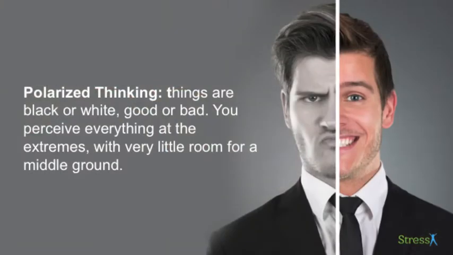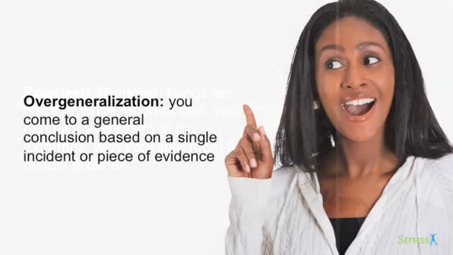Polarized thinking. The hallmark of this distortion is an insistence on dichotomous choices. Things are black or white, good or bad. You tend to perceive everything at the extremes, with very little room for a middle ground. The greatest danger in polarized thinking is its impact on how you judge yourself. For example, you have to be perfect or you're a failure.